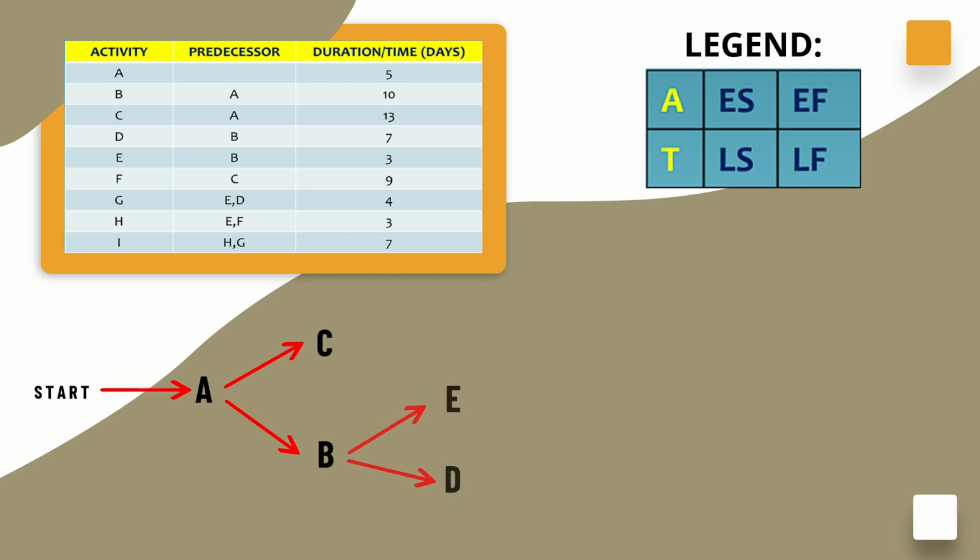Activities D and E depend on the completion of activity B. Activity F depends on the completion of activity C. Activity G depends on the completion of E and D. Activity H depends on the completion of both E and F. Activity I depends on the completion of both activities G and H. Since activity I has no successors, it marks the end of the sequence.